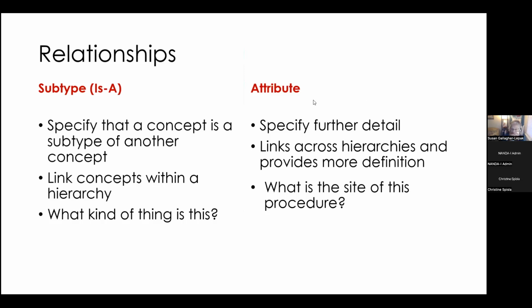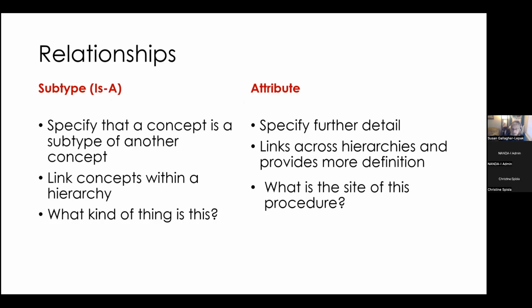And then there's the attribute relationship, the defining attribute. And this is where it specifies further detail about the concept, and it links across hierarchies. Because remember our diabetes mellitus example before, diabetes mellitus is a disorder, and our finding site came from that body structure hierarchy. And it gives you more information about, maybe, what is the site of this procedure, or what is the methodology for this procedure, versus a subtype relationship, which stays within that same hierarchy.